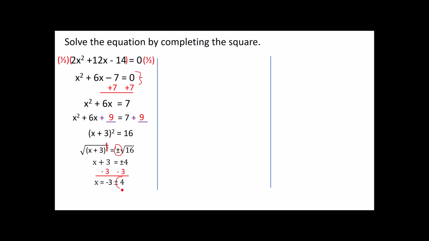Remember, since this is a rational number, I have to go back and finish this. I cannot leave this answer in this form. This will have two answers, negative 3 plus 4, which is 1, and negative 3 minus 4, which is negative 7.